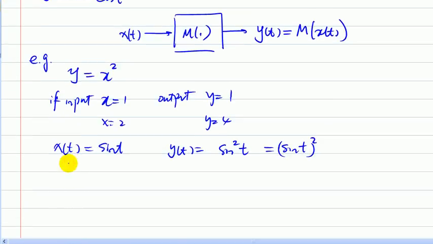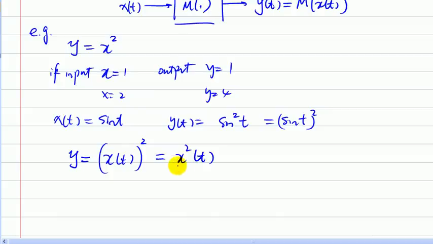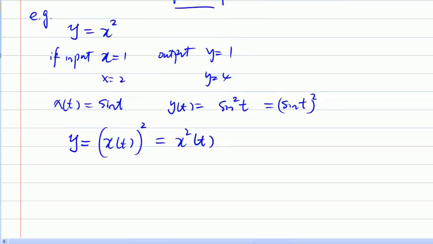Some confusion here is this is x squared, so ultimately in terms of a variable t, this y I can write as x squared of t, which is equivalent to this one here. So this is a function of t. Let's make sure you are clear on that.